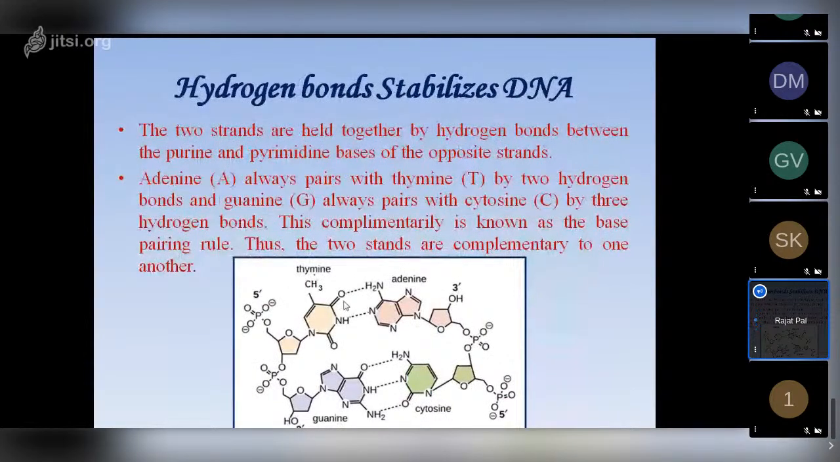Here I am just showing the detail of the hydrogen bonding. This is the thymine, this is adenosine, this is guanosine, and this is cytosine. You can see there are two possibilities to form hydrogen bonds. For that reason, A will make two hydrogen bonds with T, and there are three possibilities for forming hydrogen bonds. For that reason, C will make three hydrogen bonds with guanosine.